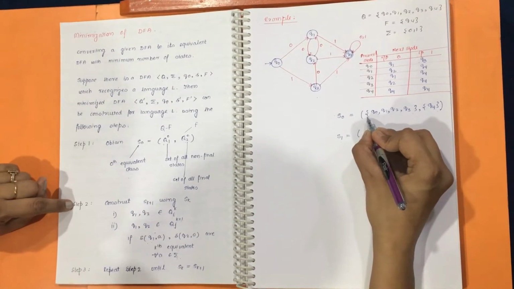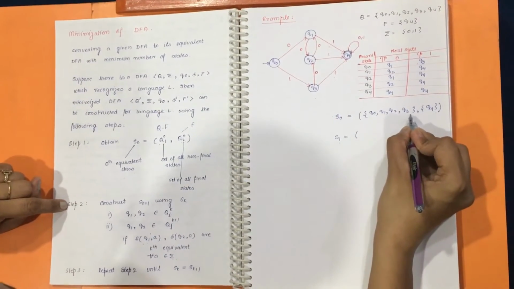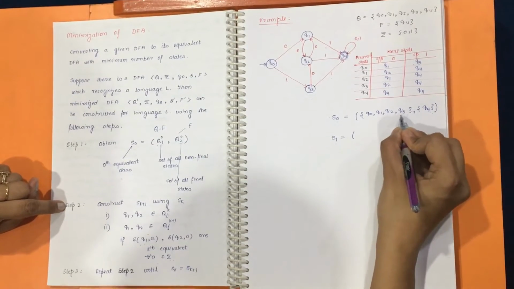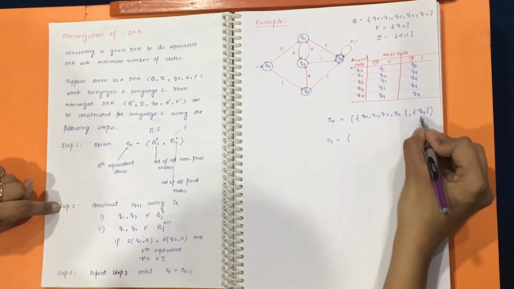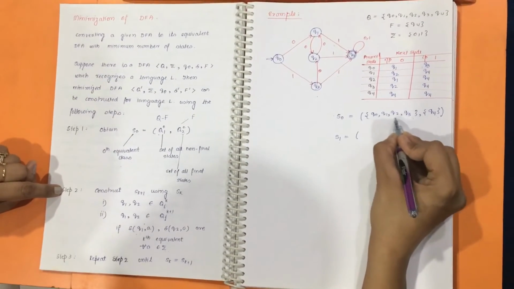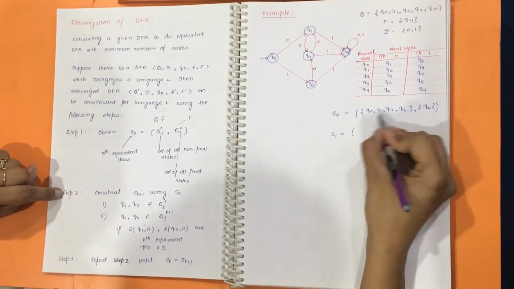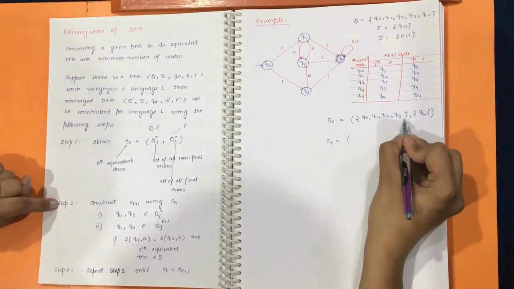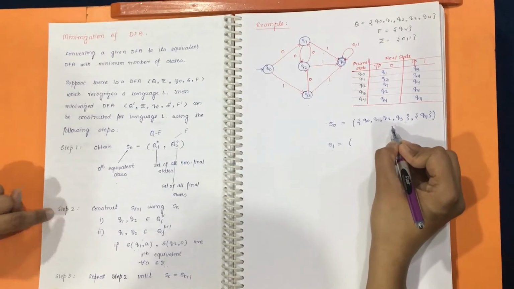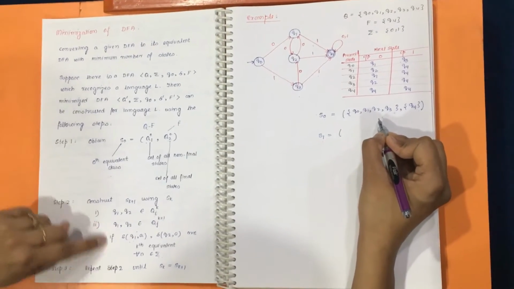So here we will check whether all these states are 1 equivalent or not. Q0, Q1, Q2, Q3 are 0 equivalent. Q4 is 0 equivalent; this is a singleton set only. Sorry, they all are 0 equivalent. Now we need to check whether they are 1 equivalent or not. So for doing this, we'll apply these steps.